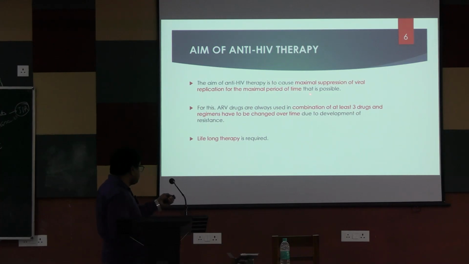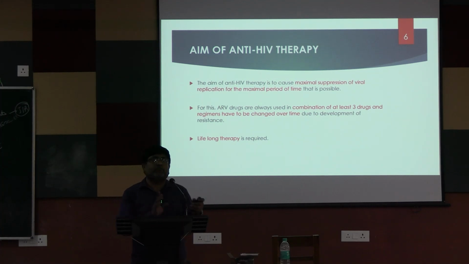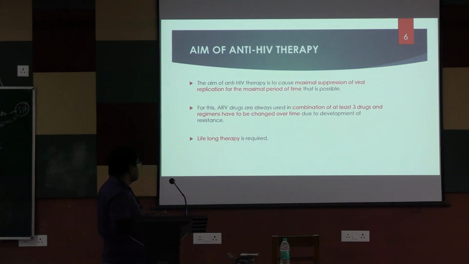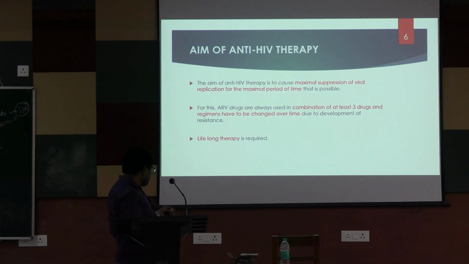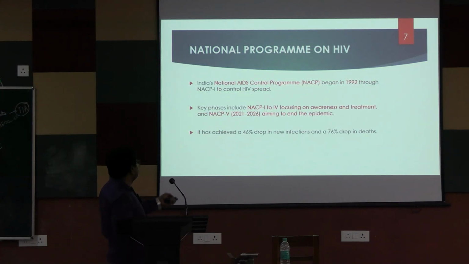Only two goals: a maximal suppression of the viral replication for the maximal period of time as much as possible, as we are not able to cure the disease. ARV regimen generally consists of triple drug regimen. Okay. Why the triple drug regimen? To decrease the development of resistance, and lifelong therapy is needed.